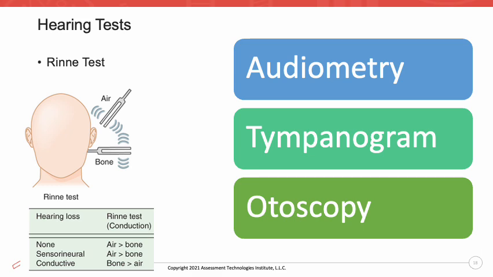A tympanogram measures the mobility of the tympanic membrane, and otoscopy allows for visualization of the inner ear. If you look at the slide, you can see them performing the Rinne test for the bone conduction and air conduction tests of sound.